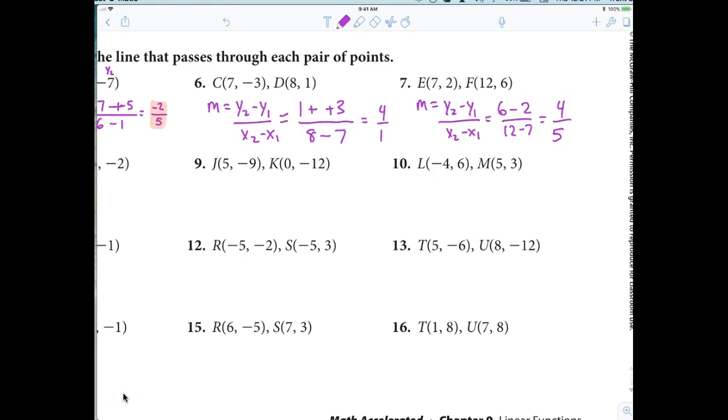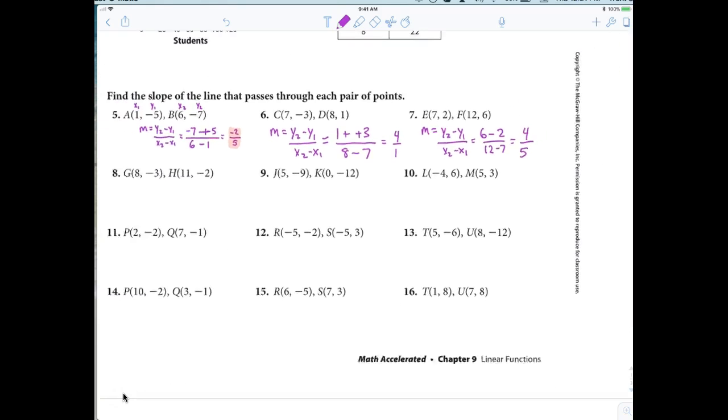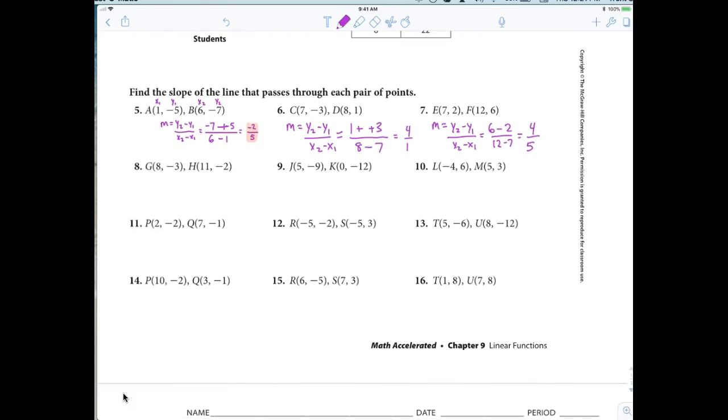All right. Does anybody need me to do any more? No. So every single time, I want you to write m equals y2 minus y1 over x2 minus x1, and then show me that. The only thing you have to do is the first worksheet, not the second worksheet. I think that's fair enough.